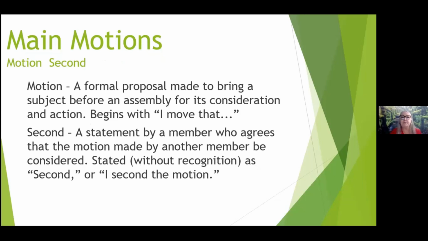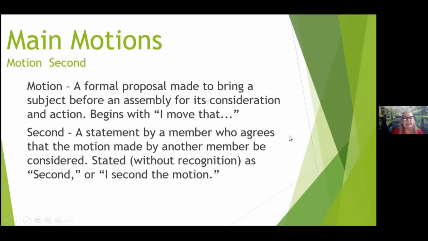For a main motion, a formal proposal brings it before the assembly, and it begins with, I move that. And then you tell exactly what you want. You don't tell why you want it. You don't tell the history behind it. You simply say what the action is you want to have. So for instance, today we did, I move to move $500 from this account to that account, period. Not why we're doing it, just the fact that we're doing it. So it's the action that's going to be taken.